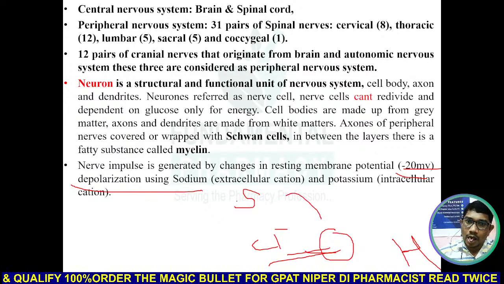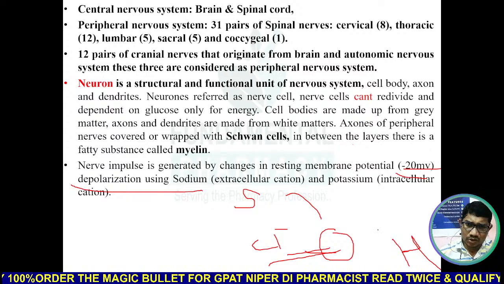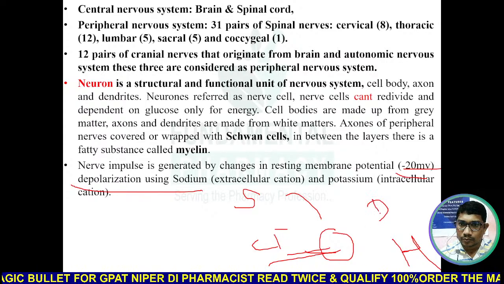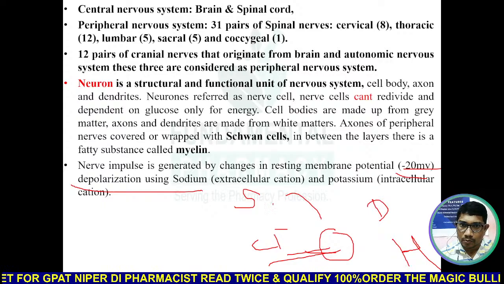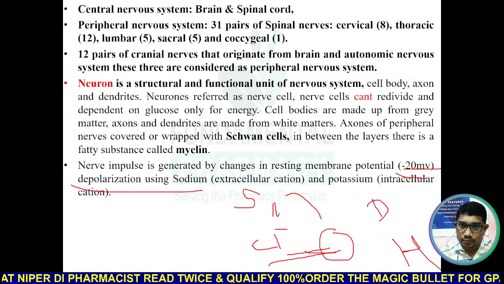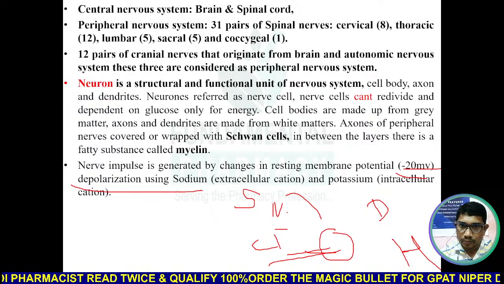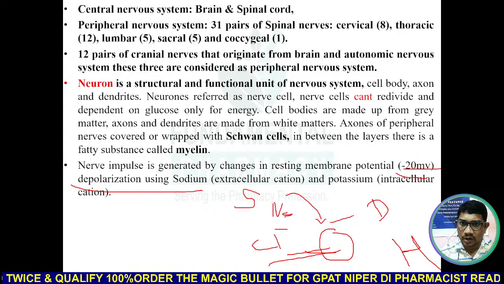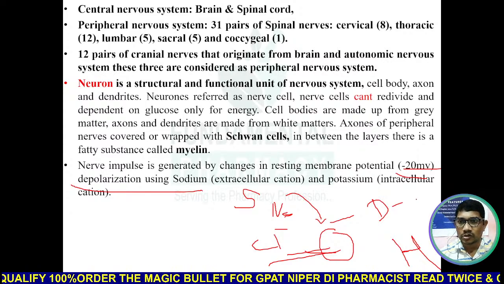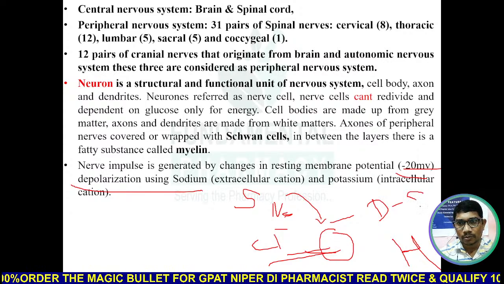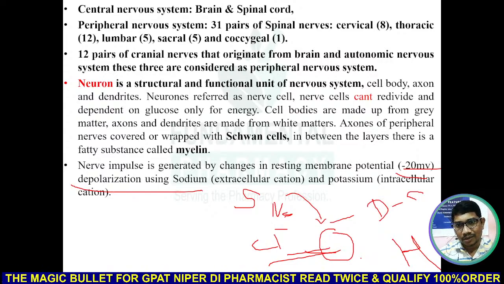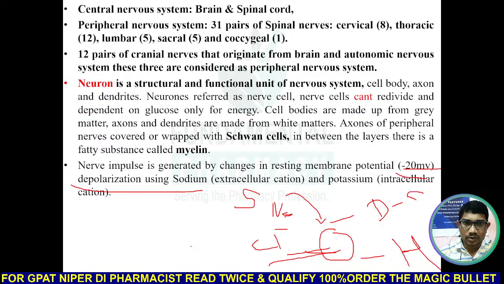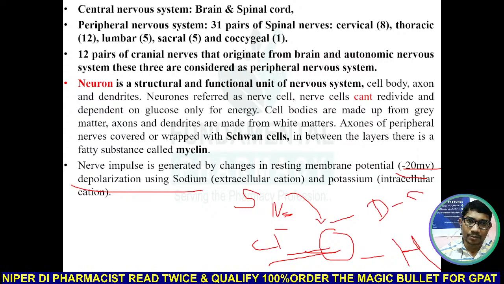That means sodium went inside the cell, so it is known as depolarization. Sodium goes inside the cell and causes depolarization and generation of impulse or stimulation or conduction of impulse. And if chloride goes inside the nerve cell, it causes hyperpolarization and inhibition of conduction of impulse, or an inhibition effect, right? So that is depolarization and hyperpolarization.